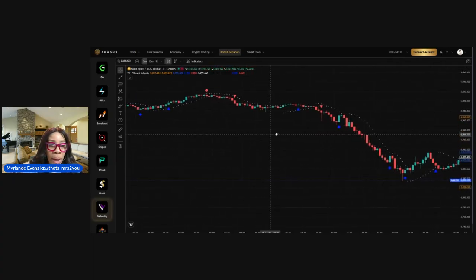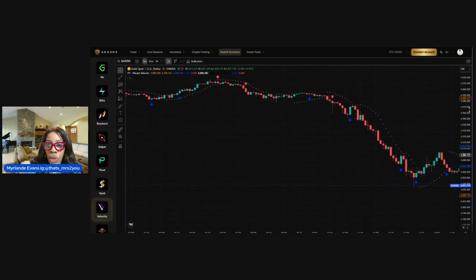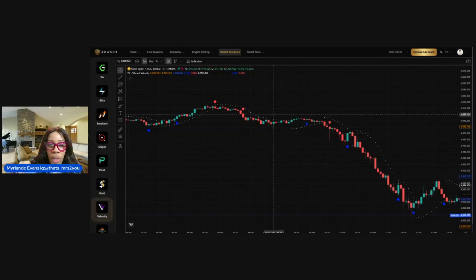So the great thing about this tool is that it color codes everything for you so that you can clearly see what's happening in the market. So right now, I want you to focus on the shapes and the colors here. The first shape I see here is a diamond. So inside the velocity tool, when you see a diamond appear, that lets you know that the market is beginning a selling pattern or a downward trend, or the market is going bearish.